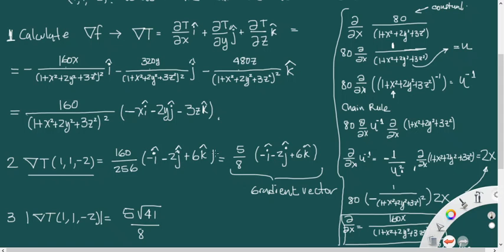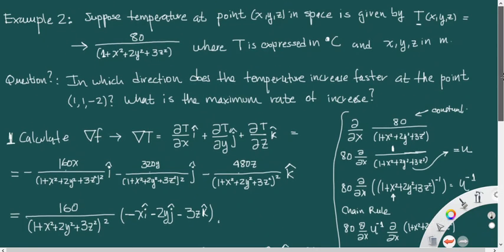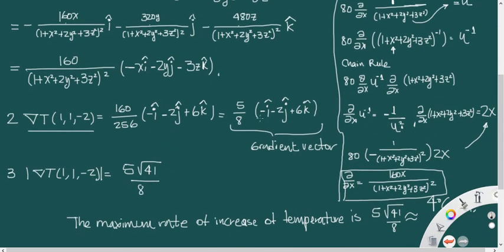So to answer the question, in which direction does the temperature increase fastest at the point (1, 1, -2)? This is the direction in which the temperature increases fastest. Why? Because this is a vector, so this is going to be the direction, with these components in x, y, and z.